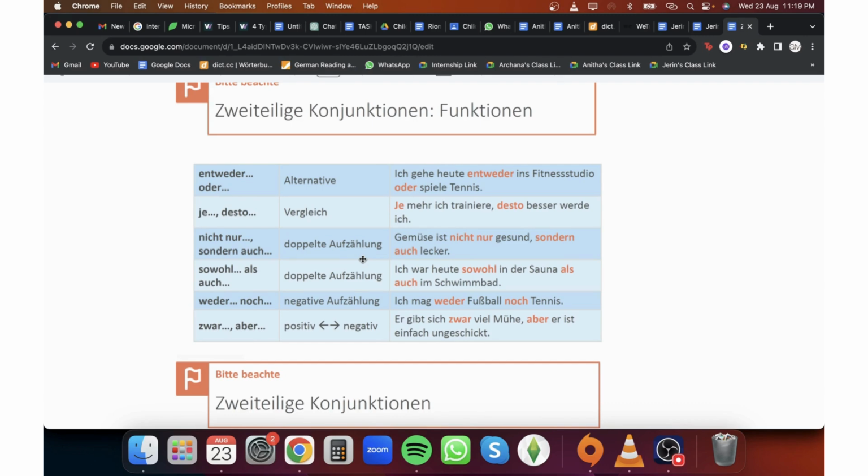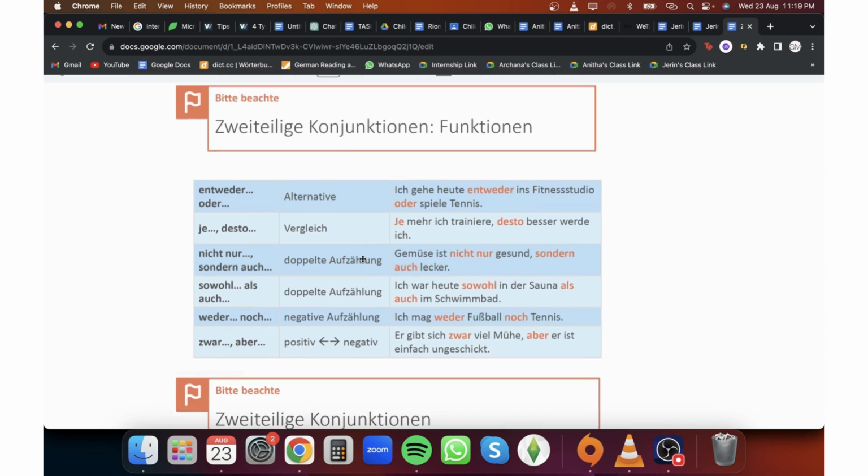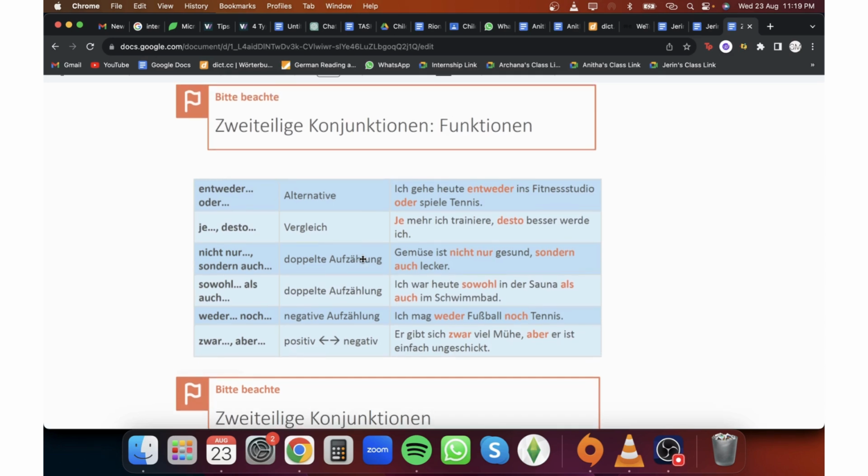So though he makes a lot of effort, but he is still, einfach here means still, awkward, ungeschickt. So he is an awkward person, maybe socially awkward or something. So we are saying that even though he makes effort, but still he is awkward. There's no improvement. So positive, negative. So he is making effort, positive, but still he is awkward, negative. So positive, negative. Right? These are the functions. Once again, pause over here and take a look.